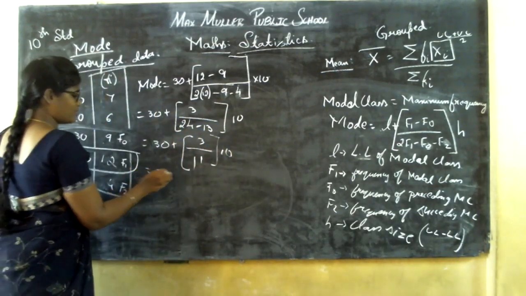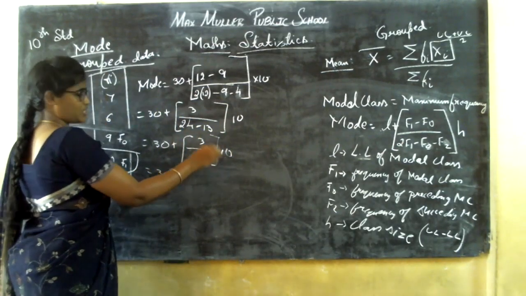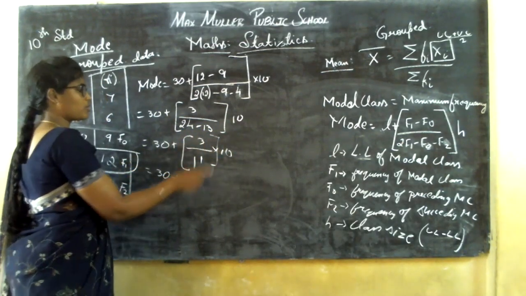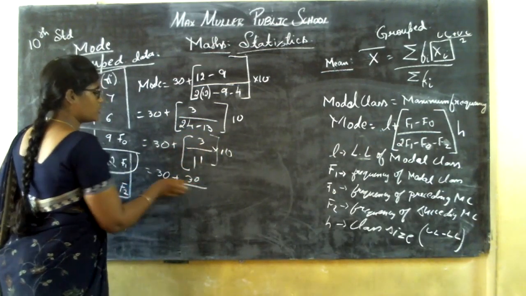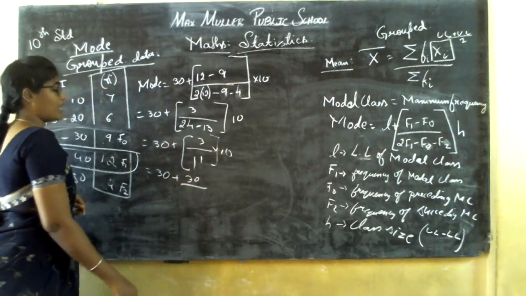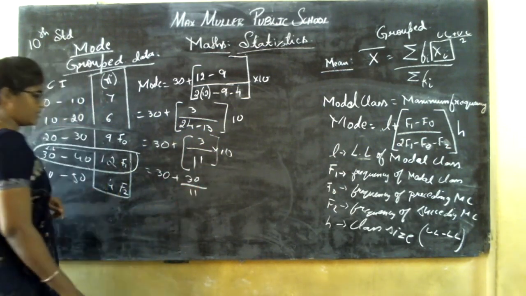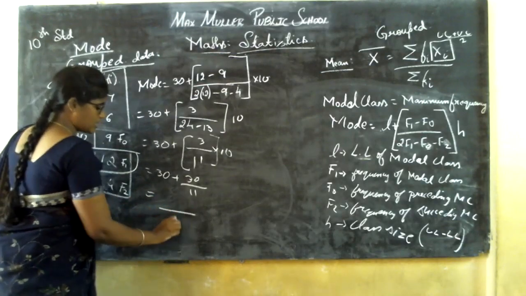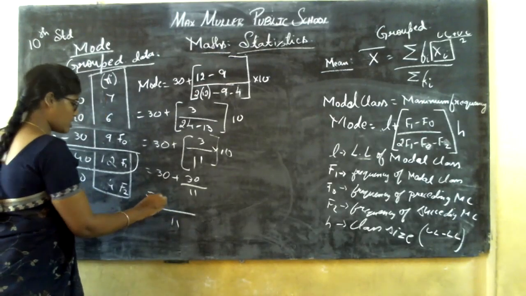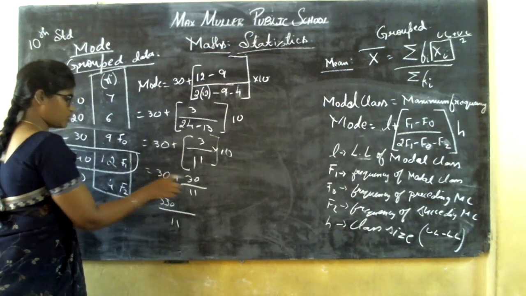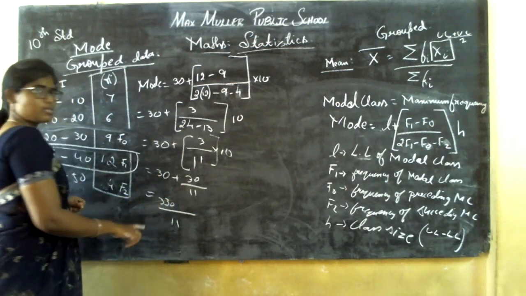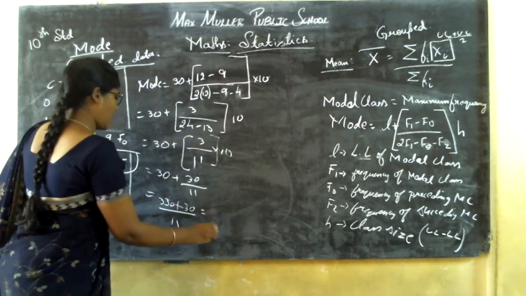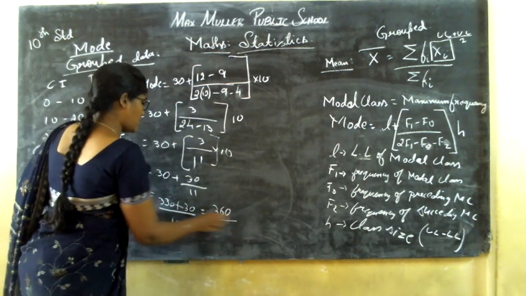Now, what do you have? 30 plus. If you have multiplication, where will you multiply it, to the numerator or denominator? Will you multiply it for the denominator? No, you are going to multiply it for the numerator. So 10 into 3 is 30, divided by 11. Now you are going to take LCM. Here it is 330. Since you keep 0 aside, 3 into 11 is 33. So 330, and you have 30. If you add it, you get 360 divided by 11.